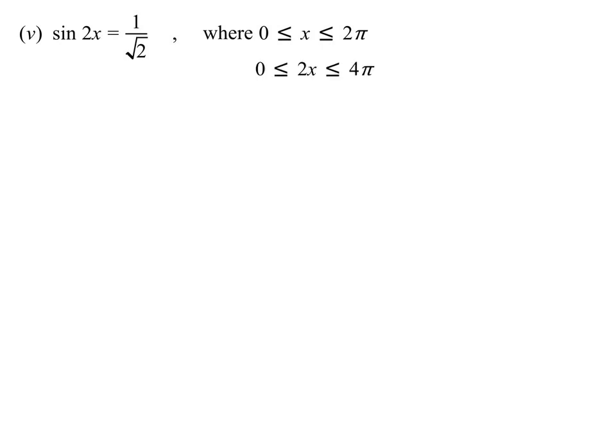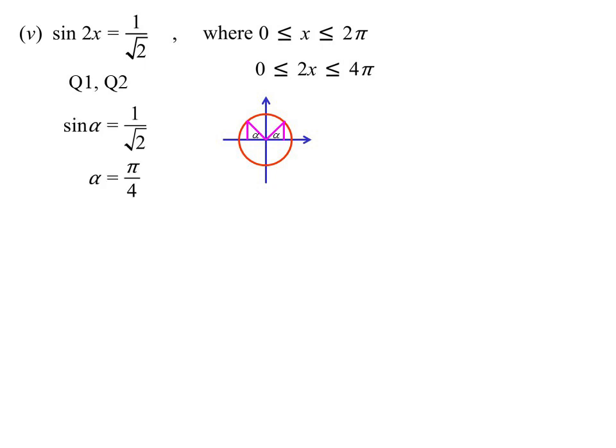Oh, sine 2x. So x in this one's going between 0 and 2 pi, but we're looking for 2x. So we're looking for answers between 0 and 4 pi. Going to go around the circle twice. So first of all, we find 2x. And it's the first and the second quadrant. The acute angle for this one is pi on 4. So we have our 2 possibilities for 2x, but we're going around the circle twice.